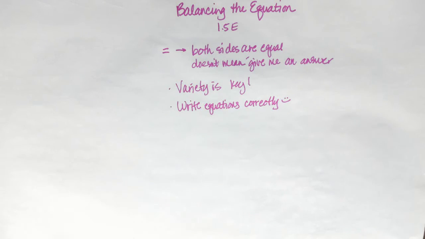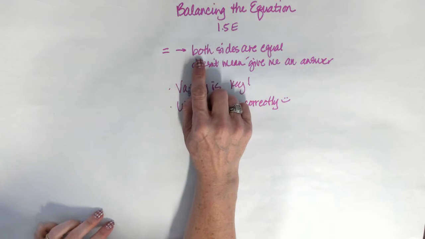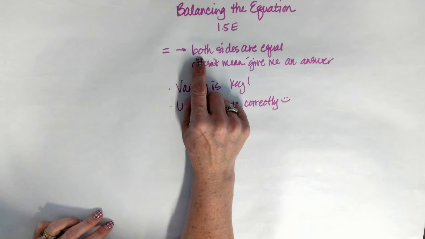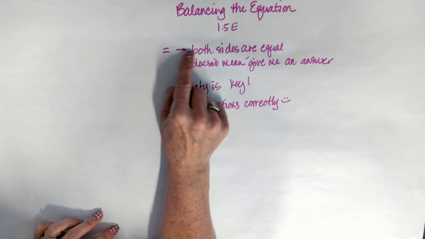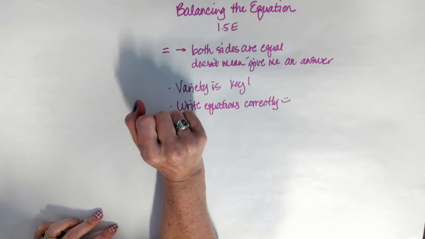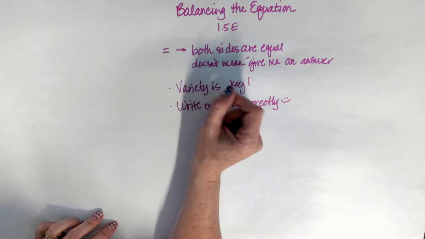I want to spend a little bit of time talking about balancing the equation, or understanding what the equal sign means, TEK for first graders. So that's 1.5e, and it just says students need to understand that the equal sign represents a relationship where the expressions on each side of the equal sign represent the same value. So it just means that whatever's happening on this side of the equal sign is equal to whatever's happening on this side of the equal sign. It doesn't mean give me an answer.